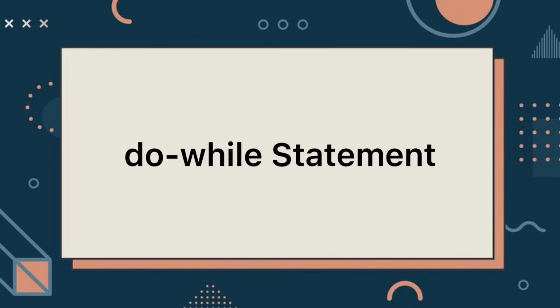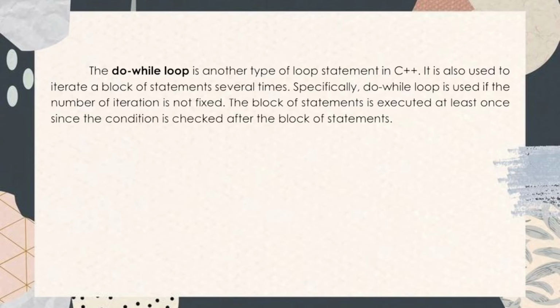Do-while statement. Do-while loop is another type of loop statement in C++. It is also used to iterate a block of statements several times. Specifically, do-while loop is used if the number of iterations is not fixed. The block of statements is executed at least once since the condition is checked after the block of statements.